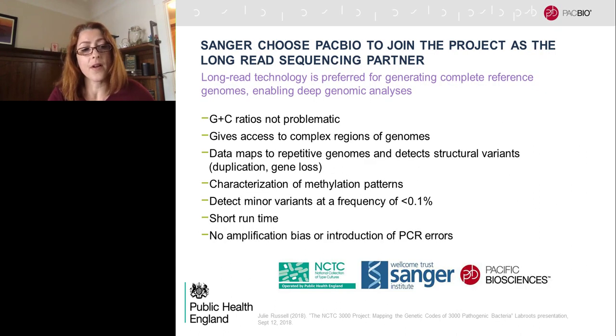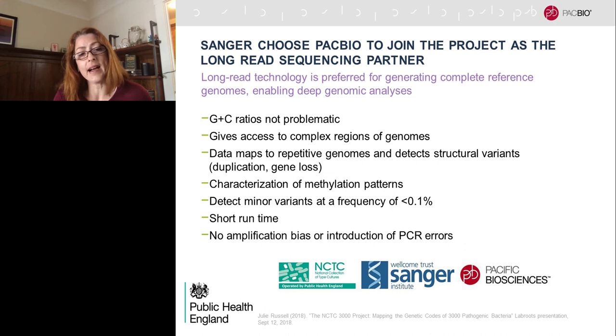And so when Sanger decided that they needed to have better reference assemblies for their entire collection, they decided to go with PacBio as the long-read sequencing partner. And the reason they chose us was for all of the reasons that I've already been discussing with respect to Plasmodium and trypanosomes. Namely, we are able to sequence through both GC and AT-rich regions.